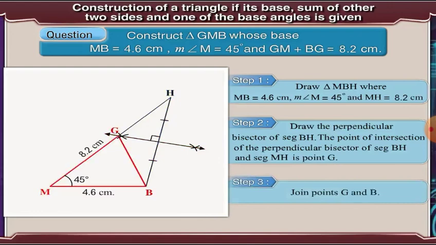This triangle GMB has base MB equal to 4.6 centimeters. Base angle M is equal to 45 degrees. And the sum of the other two sides, GM plus BG, is equal to 8.2 centimeters.